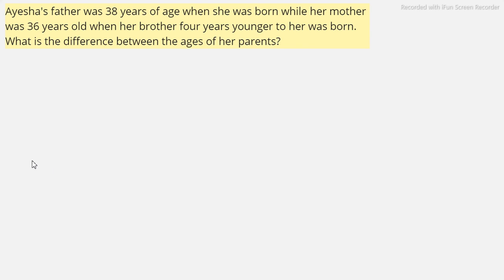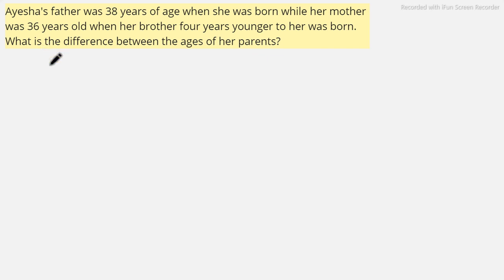Now the next question is, Aisa's father was 38 years of age when she was born, while her mother was 36 years old when her brother, 4 years younger to her, was born. So what is the difference between the ages of her parents?